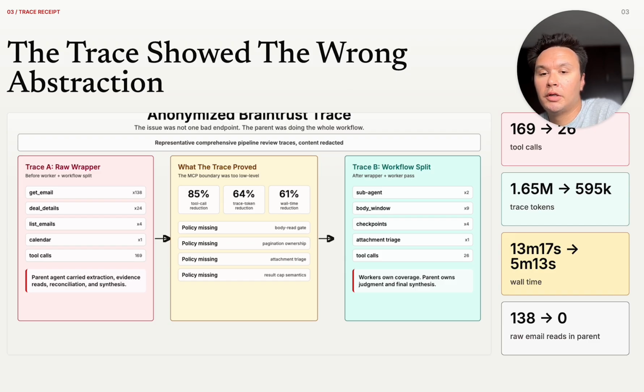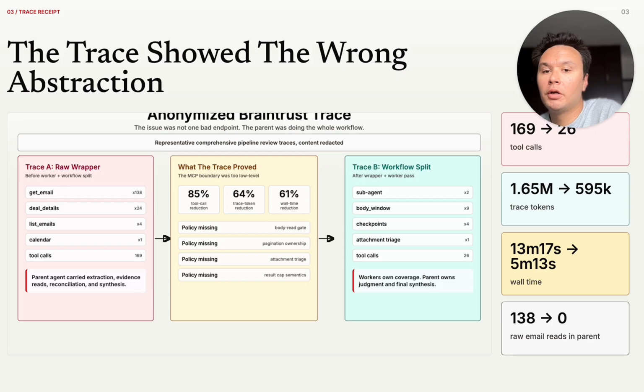But after I redesigned the MCP boundary, the same workflow looked like this. It made only 26 tool calls, it ran for 5 minutes, and it became about 3 times less expensive in terms of tokens. And I want to be careful here. The point is not that you should expect this exact delta on your workflow. The point is that the trace is the thing telling you that the abstraction is wrong.